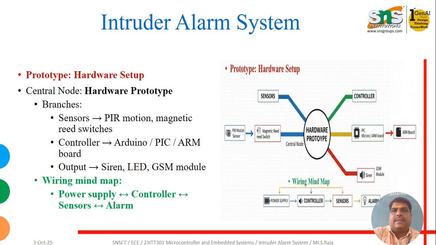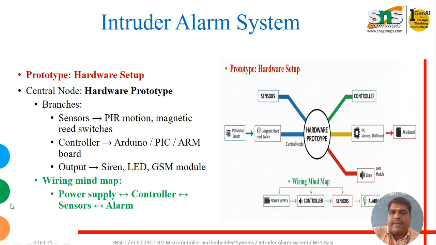The third and fourth important design thinking phases are prototype. In this part, we have to provide a creative and ideal hardware setup. As a student, you must know how all these inputs are considered. The first input is the sensor: we have placed the PIR motion sensor and magnetic reed switches. Second is the controller, mainly the Arduino, PIC or ARM board. Third is the output, either a siren, LED or GSM module.